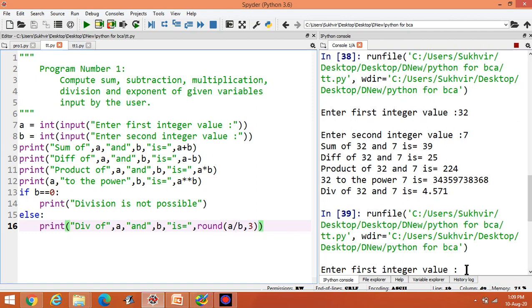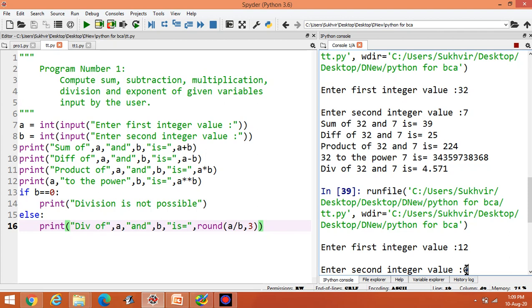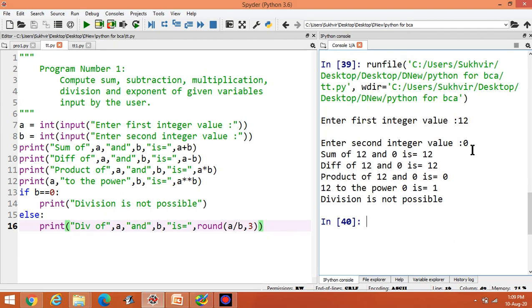If I enter the second value as 0, now addition is there, subtraction is there, power 12 raised to power 0 is equal to 1, division is not possible, or the answer is, you can say, infinity, there is an infinite answer.